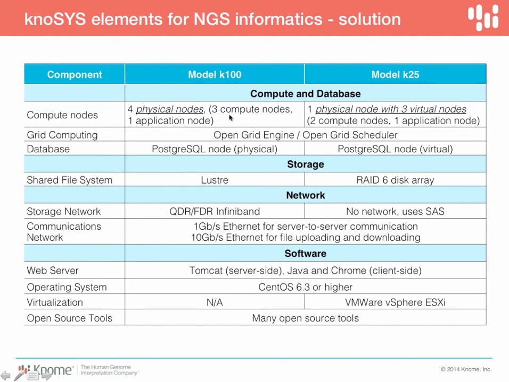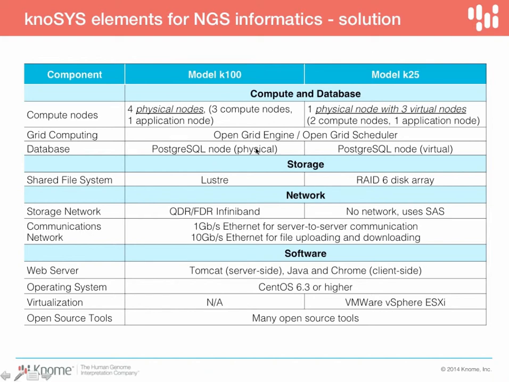So the K100 has 4 physical nodes from a compute point of view. 3 are specifically for grid, and 1 is for the application node. And the K25 actually has 1 physical node, but 3 virtualized nodes. We're using a virtualization software. 2 of those are compute, and 1 is application. So structurally, or logically, they're similar. It's just in one case it's physical hardware, and in the other case it's virtualized nodes. Both use Postgres.